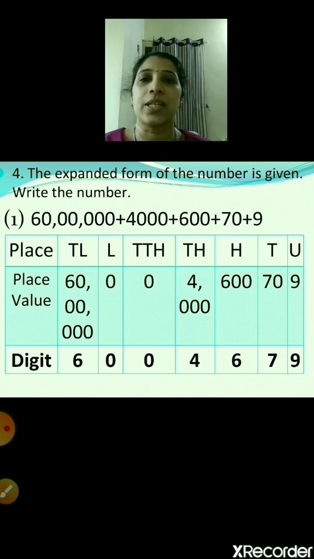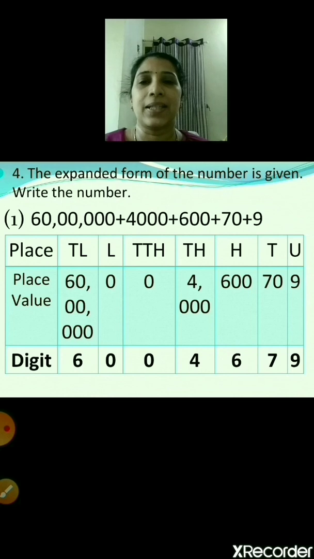The fourth question is: the expanded form of the number is given, write the number. What you are going to do, children, is write the number from its expanded form. What is the first one? First one is 6 followed by 6 zeros, plus 4 followed by 3 zeros, plus 6 followed by 2 zeros, plus 7 followed by 1 zero, plus 9. So how will we start, children?